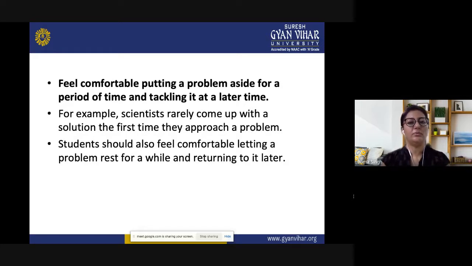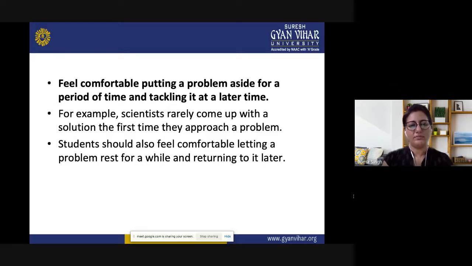Feel comfortable putting a problem aside for a period of time and tackling it at a later time. So there may be some period when they think that they are not getting success in doing something. So they can take a break and then start again. So this is also a part of training to them.